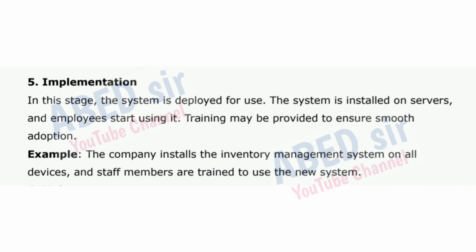5. Implementation. In this stage, the system is deployed for use. The system is installed on servers, and employees start using it. Training may be provided to ensure smooth adoption. Example, the company installs the inventory management system on all devices and staff members are trained to use the new system.